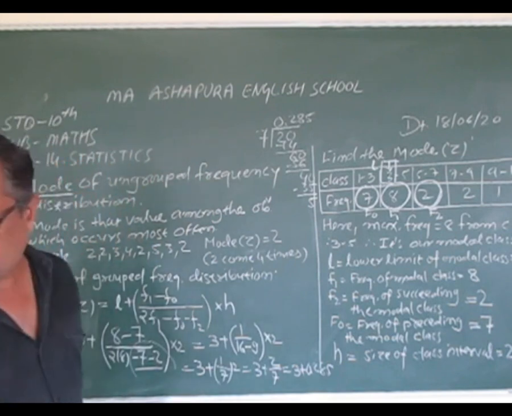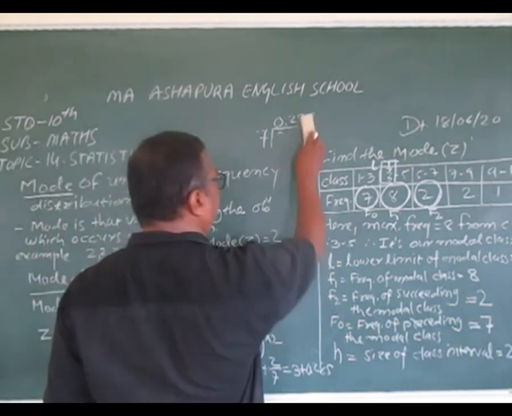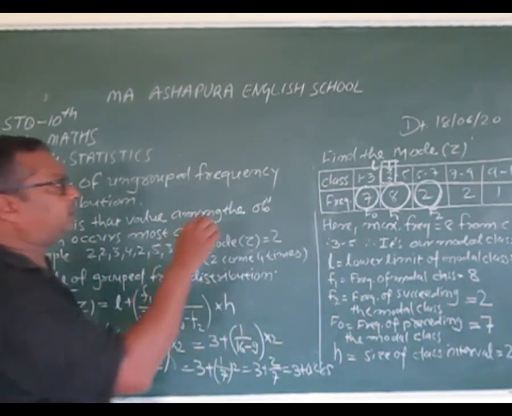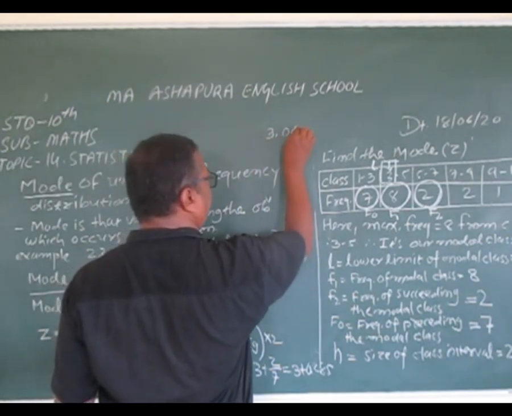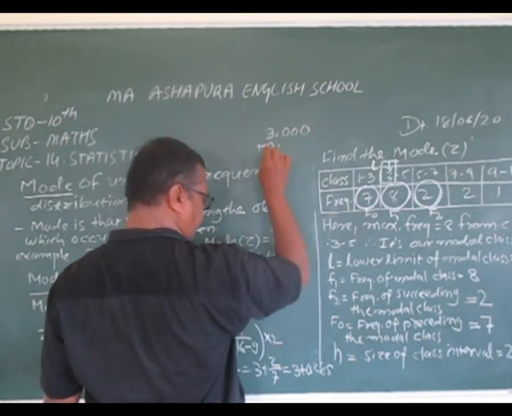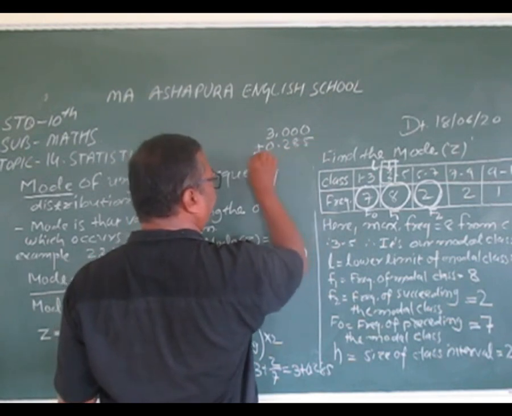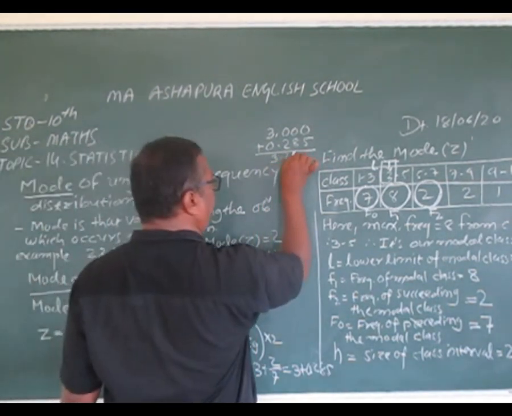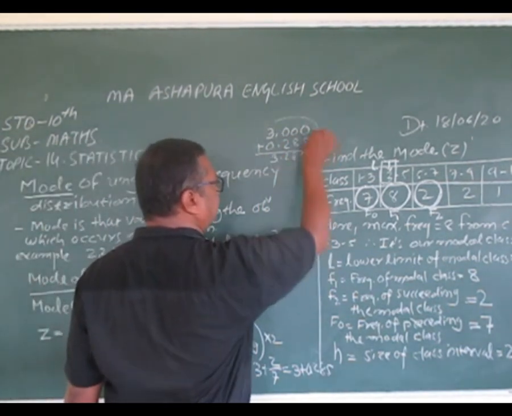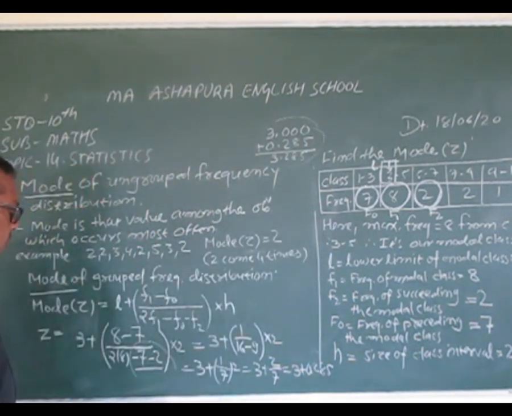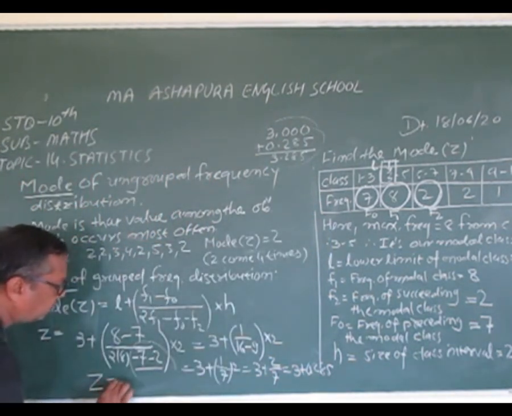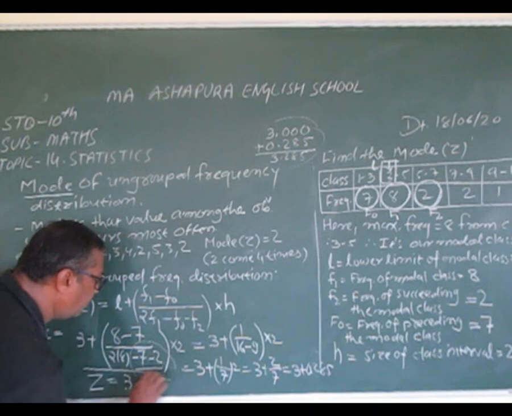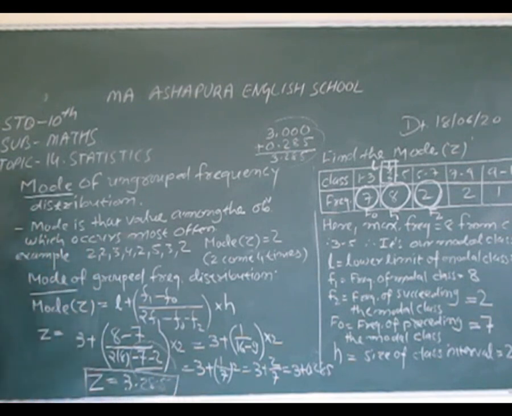Now the addition of both: 3 integer, that means 3.000, and 0.285. The sum of the numbers is 3.285, our final answer. Okay? So we get Z is equal to 3.285 as our final answer.